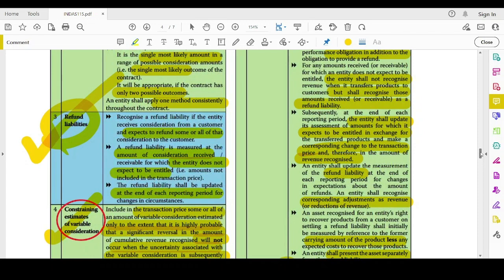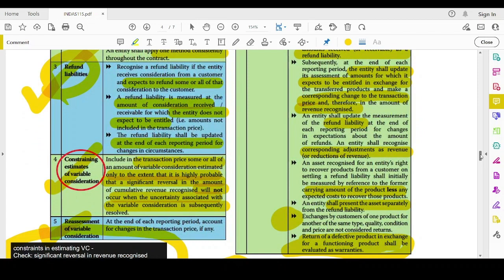Until then, it has to keep it as a refund liability. And such refund liability, if it is for more than one period, has to be reassessed at the end of each reporting period, considering the probability of refunding. Okay, then constraints on estimates of variable consideration.